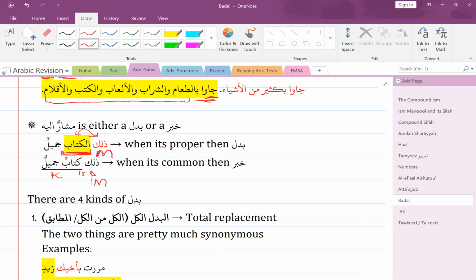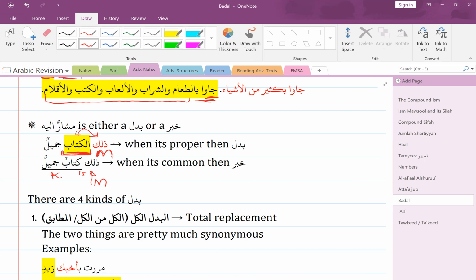If I say dhalika jamilun, that is beautiful, maybe I'm pointing at a book. So I'm pointing at a book and I'm saying that is beautiful. And then I say the book is beautiful. So you can see the badal test actually works. If I say that is beautiful or the book is beautiful, I'm actually talking about the same thing. So it actually is a badal when it's an ismul ishara with al on it. Okay, so that's something to just watch out for. This is how we do the i'rab of ismul ishara and musharun ilayh.